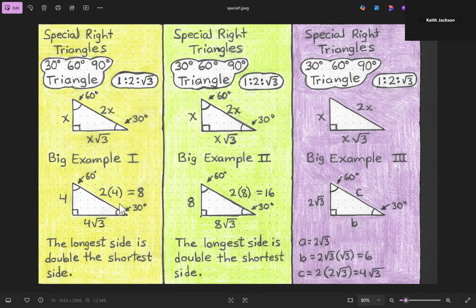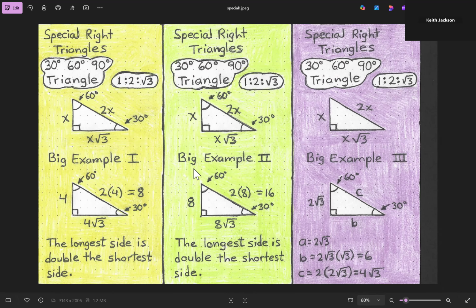So as you can see right here, it is in this form that all we have to do is plug in the numbers. And keeping in mind, in this particular special right triangle, the longest side is double the shortest side, as you can see right here. So if I have 4 here, we're just going to say 2 times 4 right here. And we know that the longest side of this right triangle, the hypotenuse, would be 8.